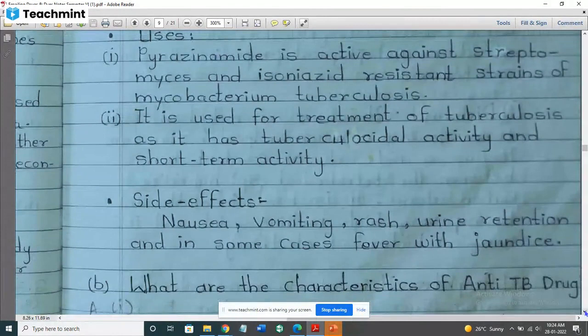Each drug has some side effects also. Pyrazinamide has side effects of nausea, vomiting, rash, urine retention, and in some cases fever with jaundice.